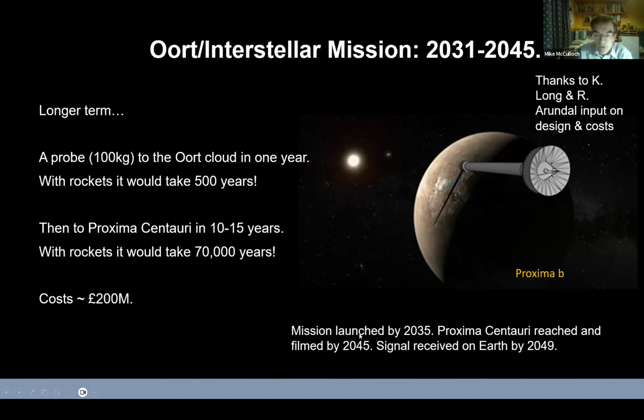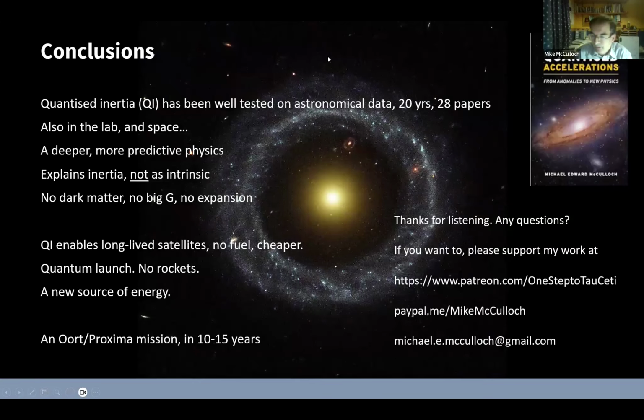So I think the mission could be launched by something like 2035, Proxima Centauri reached by 2045, and a signal received by Earth by 2049, if this was done. Okay. So I can now conclude.